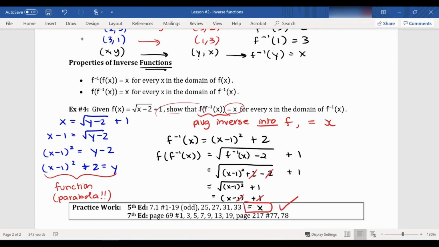Very fun. So the first step is we can't plug the inverse into f if we don't know the inverse. We found the inverse. That's a function. So we can go ahead and plug that into f. When we do that and we simplify everything, we can see that this equals x. And that is it for today.